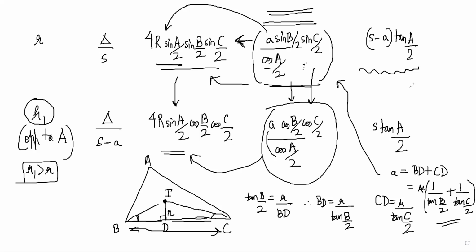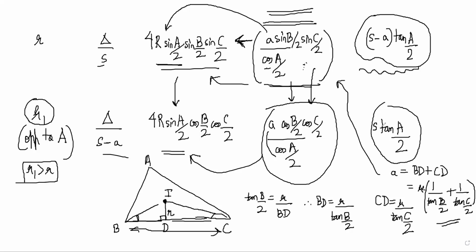The other one is s minus a tan a by 2, and here it is s tan a by 2. Again, the relation of s and s minus a is there because this has to be bigger, right? This has to be bigger. So multiplication is by s. Here it has to be smaller. So you must use s minus a, or you could use s minus b also. It could be s minus b tan b by 2 or s minus c tan c by 2, right?